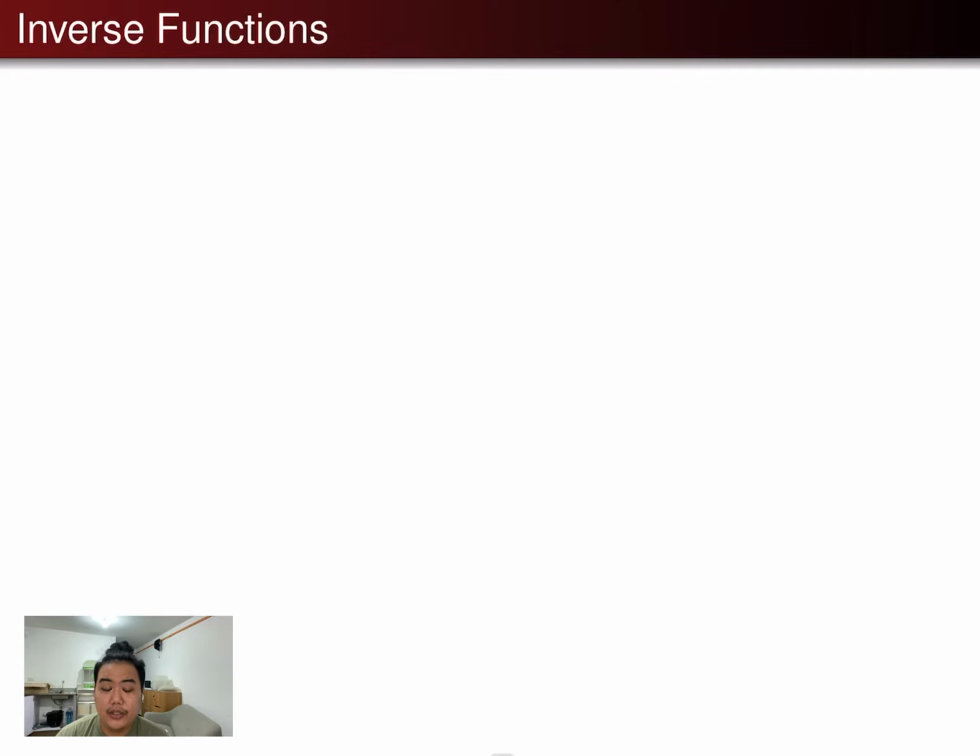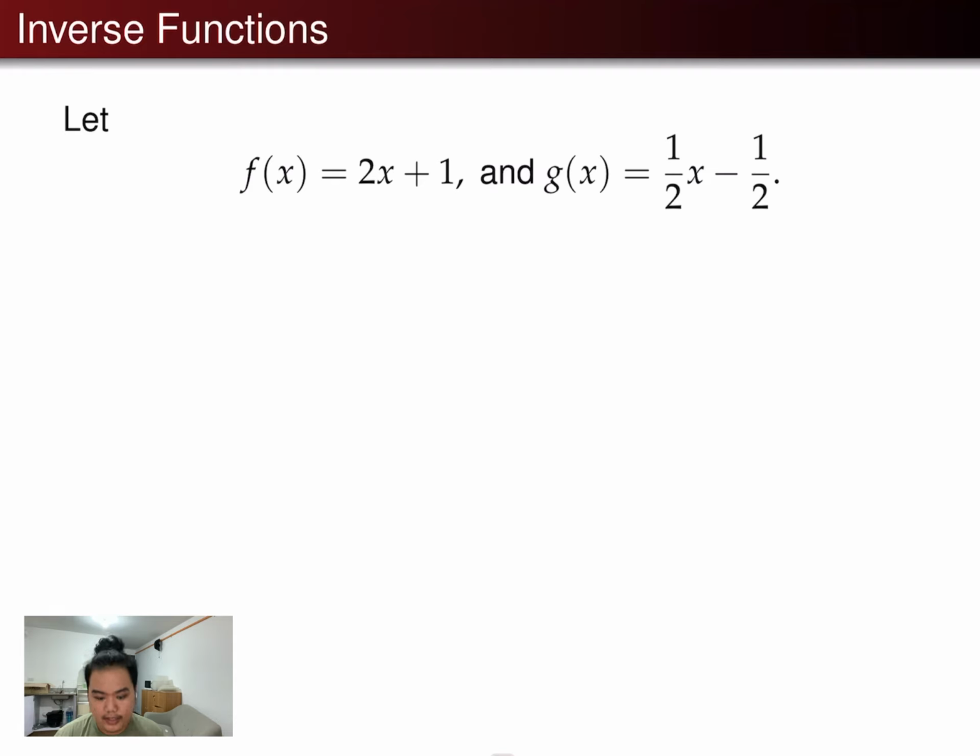In this video, we're going to talk about inverse functions. Inverse functions are important because we're going to use them in the future to define what a log function is. So before we give the definition of inverse functions, let us consider these two examples.